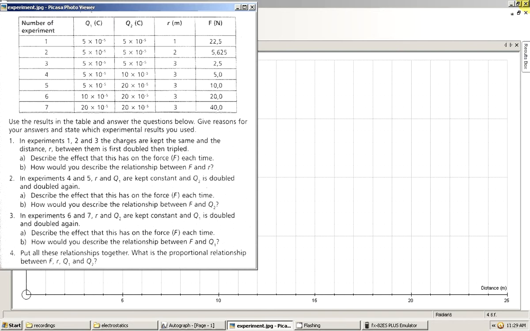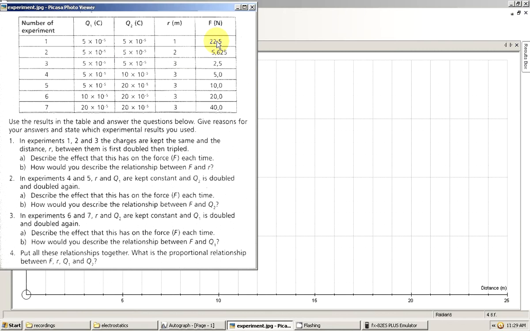So we've got a number of experiments here. We've got 7 to be exact, and we're only going to be dealing with the first 3 in this video. In the first 3 experiments, the charge on the two objects was kept constant. So that is my controlled variable. My independent variable, the thing that I'm changing, was the distance between the two objects. It was 1 meter, then went to 2 meters, then to 3 meters. And the thing that I was measuring, my dependent variable, was the force between these two objects.